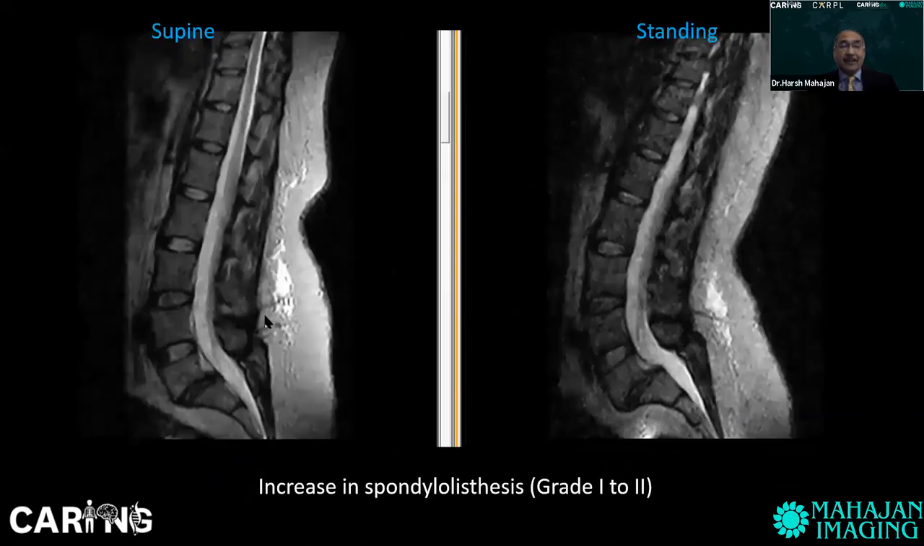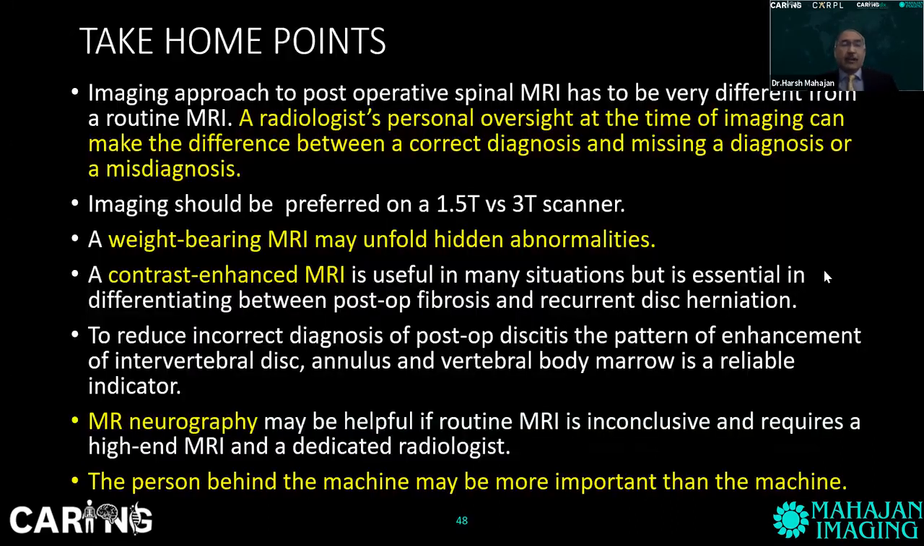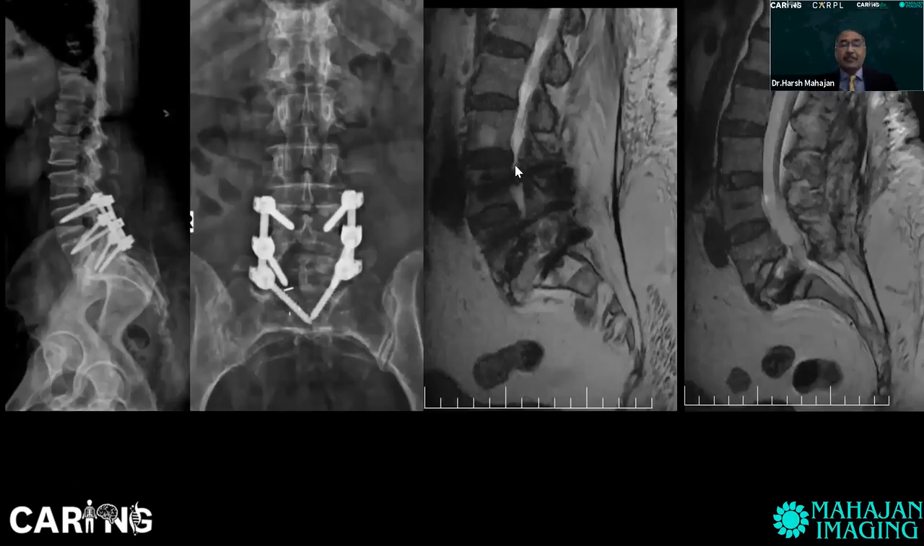That's another case of spondylolisthesis, grade 1 becoming grade 2 on making it upright, and also the compression on the nerve roots. All of those can be seen very, very well. And this is in the presence of hardware. Since it's a low field MRI, you hardly get any artifacts, plus you have the advantage of weight bearing.